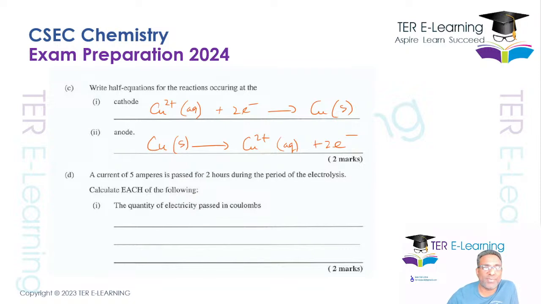Next part here, we have a calculation involving electrolysis. 5 amperes is passed for 2 hours during the period of electrolysis. Could you all quickly work out part 1 for me? What is the quantity of electricity in coulombs?